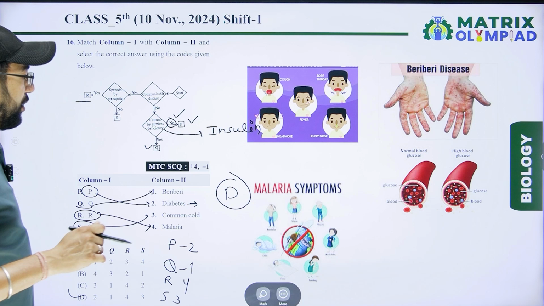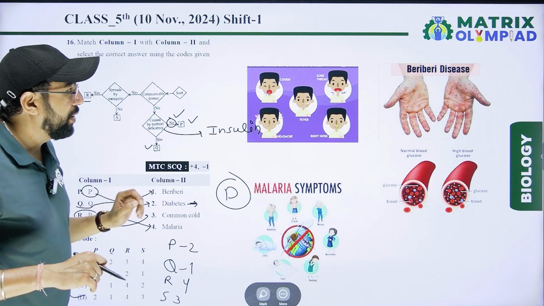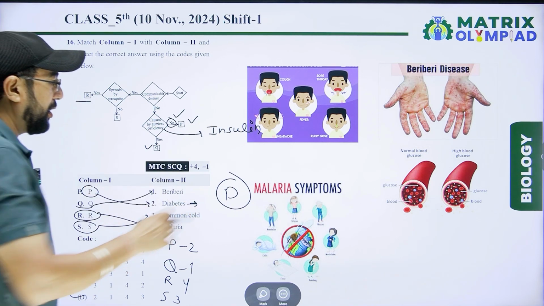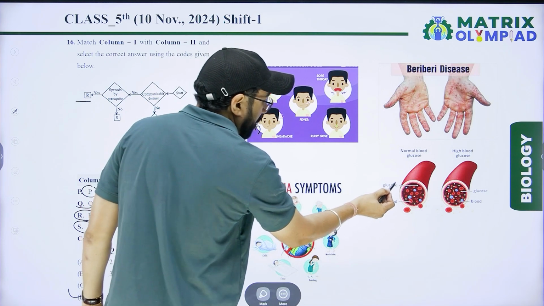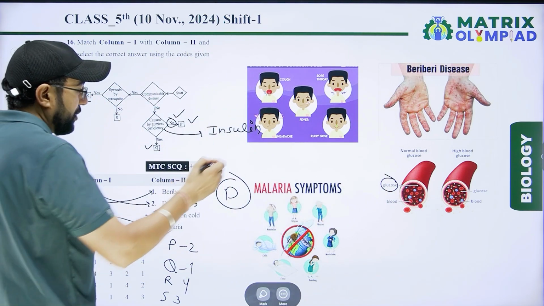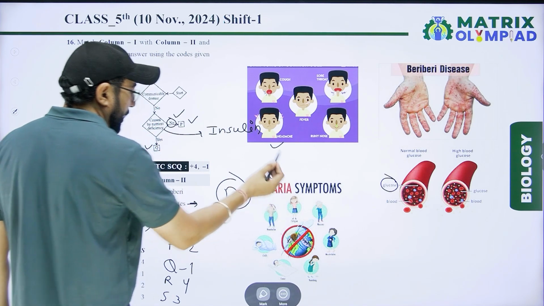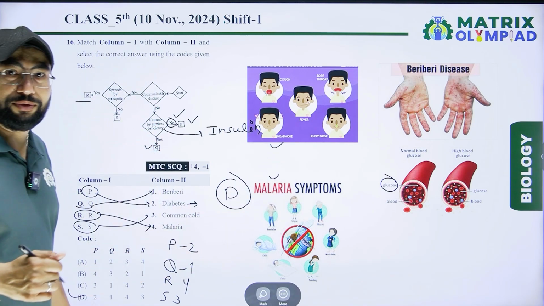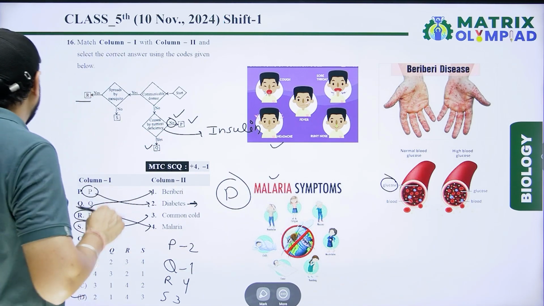These are all disease diagrams. Beriberi and sugar. In this condition, glucose level is high in our blood. And next, common cold and malaria. Malaria is spread by mosquito, the female anopheles mosquito.